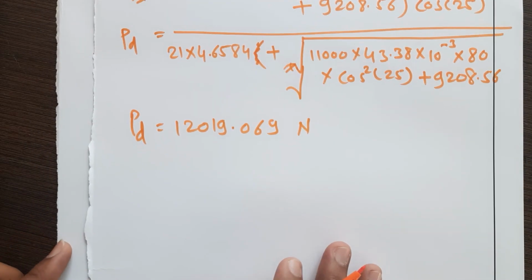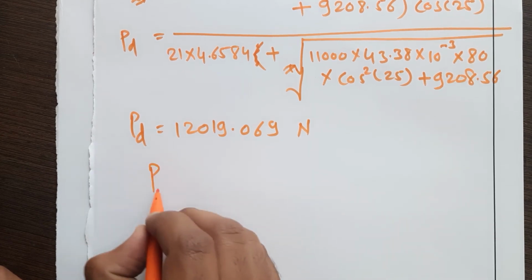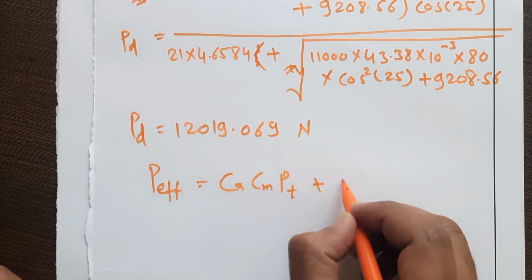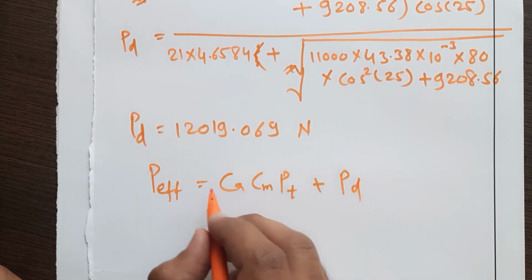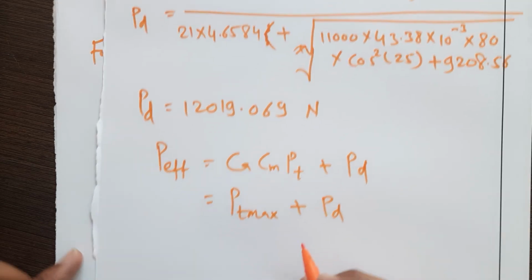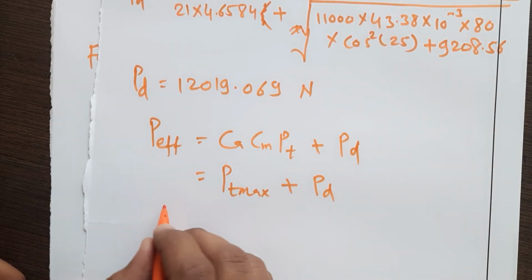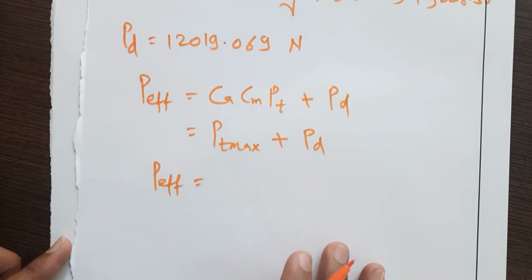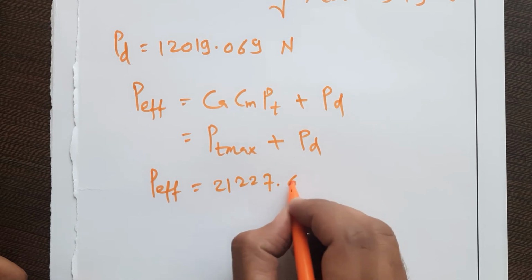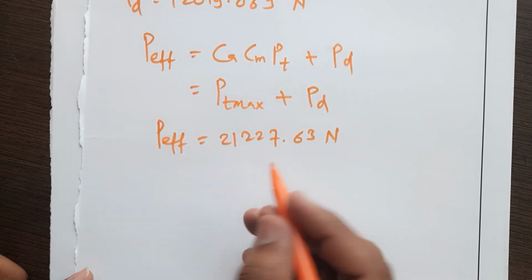After getting PD, we need to find P effective. P effective will be CA CM PT plus PD, and CA CM PT is nothing but PT max. So you can directly write PT max plus PD. Substituting the values of PT max and PD, you will get P effective as 2127.63 Newton.